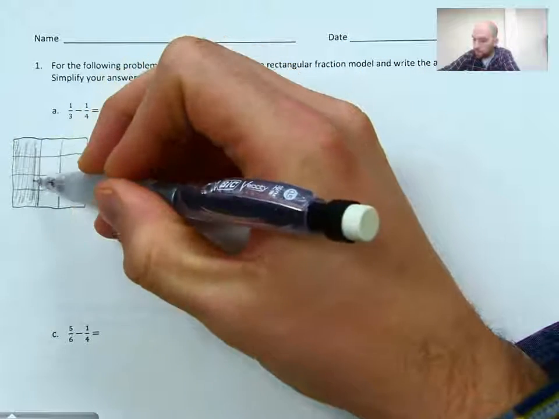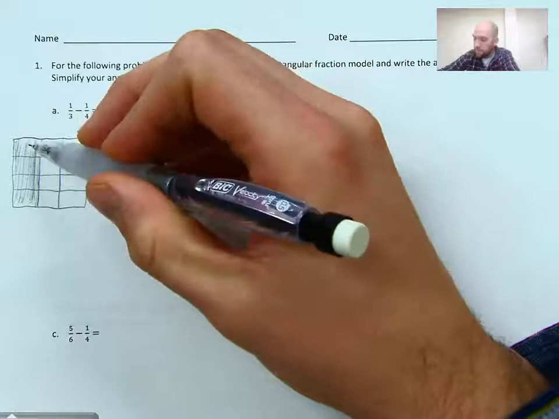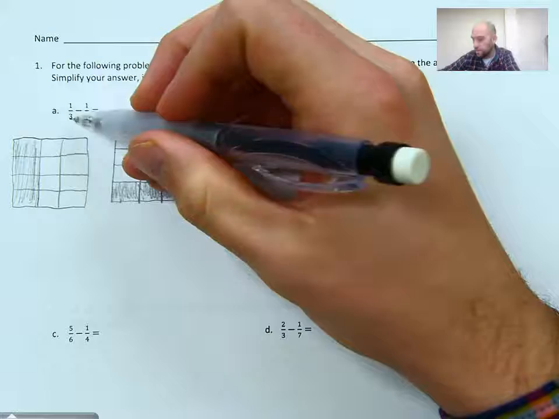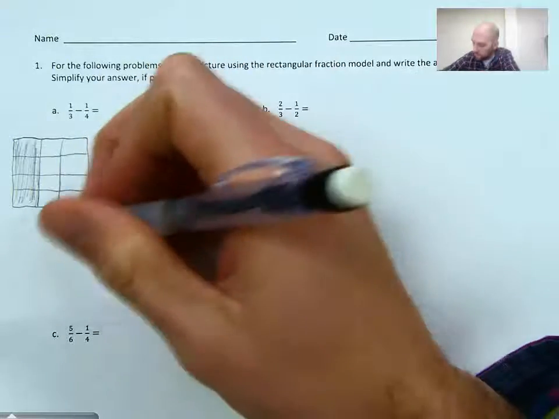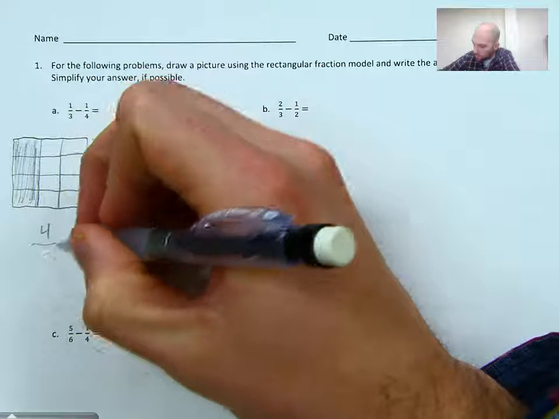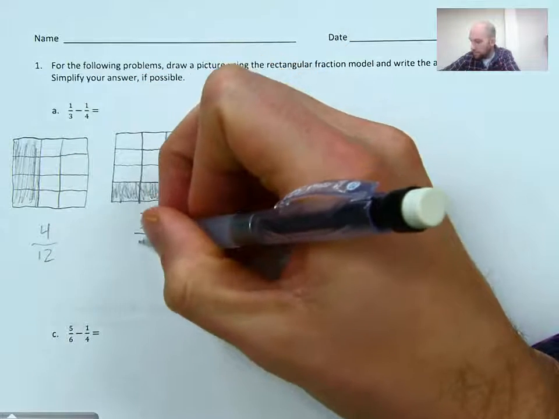And we have 1, 2, 3, 4, 5, 6, 7, 8, 9, 10, 11, 12. 4 times 3 is 12. It looks just like an array. And I have 1, 2, 3, 4, 4 twelfths. And then here I have 3 twelfths.